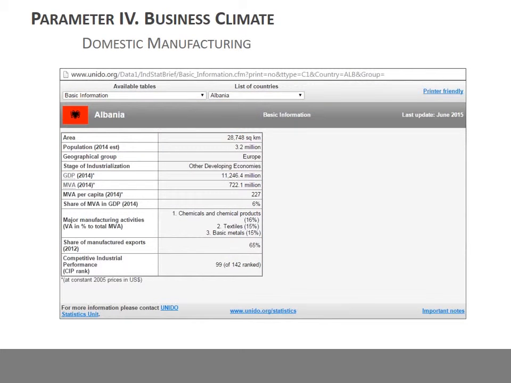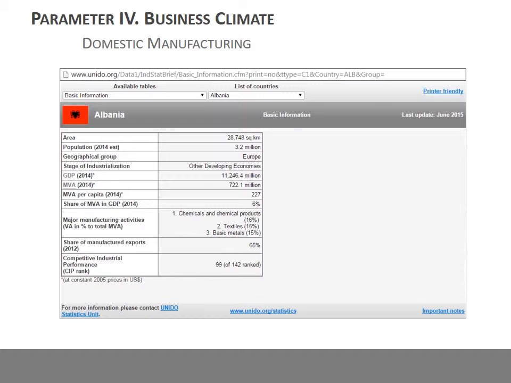A strong and healthy manufacturing sector is important for the growth of national solar water heating markets. Even if a country does not manufacture solar collectors, domestic manufacturers can still play a role in manufacturing components such as storage tanks and in system assembly. Manufacturing capability is evaluated using data for manufacturing value added as a percentage of GDP, or MVA.